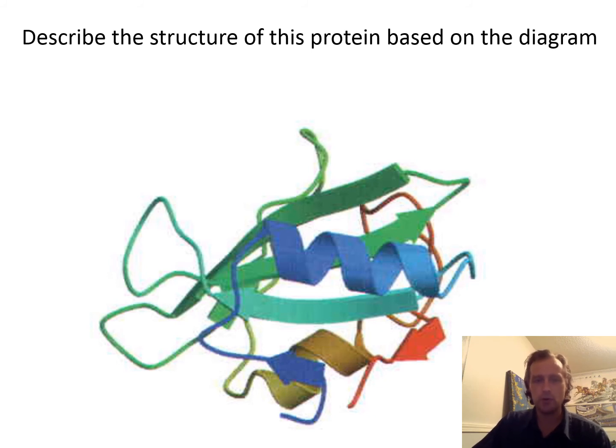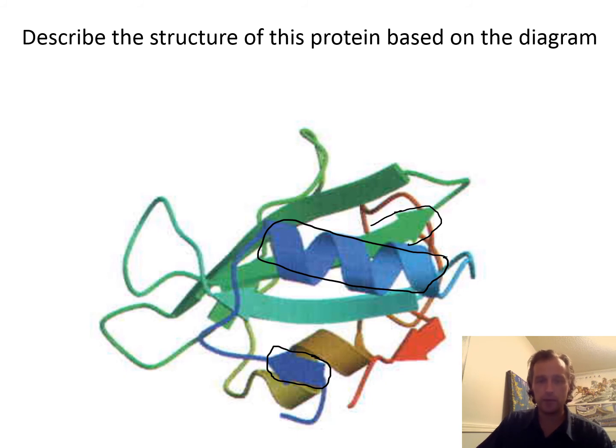Firstly, this is a protein that has a tertiary structure because I can see that the polypeptide has folded back in on itself. I would also say it has secondary structure. This appears to be an alpha helix. It is an alpha helix. This arrow here appears to be a beta pleated sheet, as does this flat sort of arrow cartoon. That appears to be a beta pleated sheet as well.